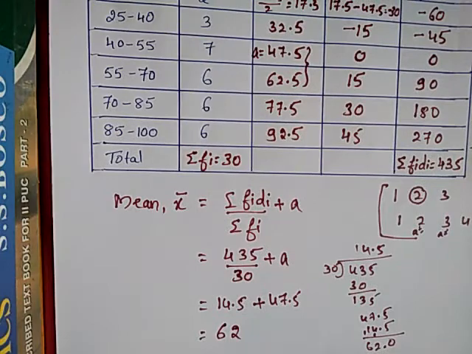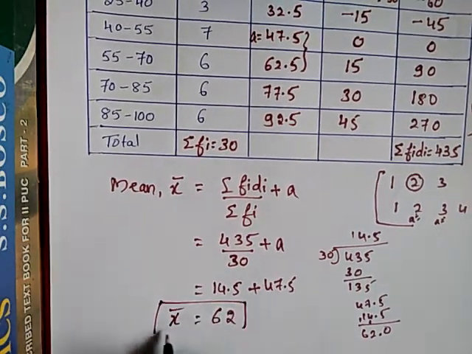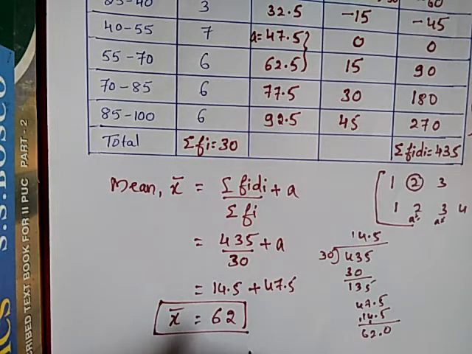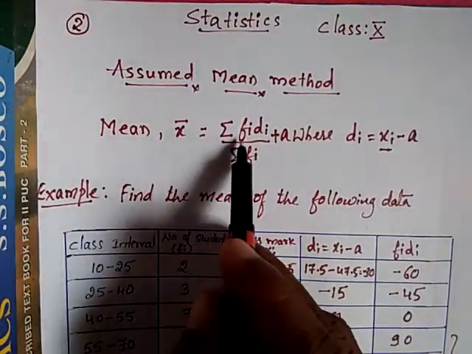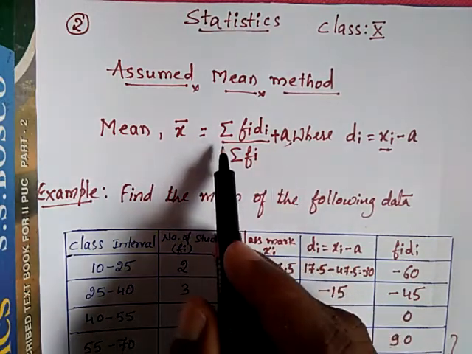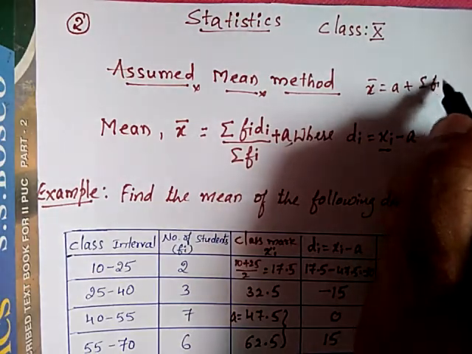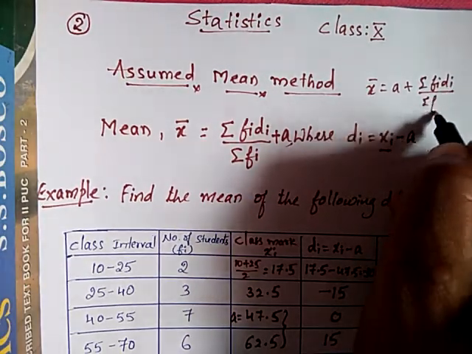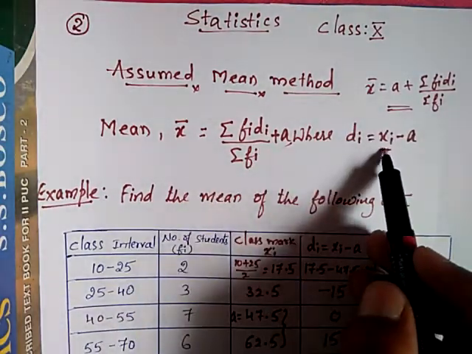So I hope students, by the assumed mean method, you got the mean, x bar, as 62. By the direct method also you are getting 62 only, and by the step deviation method also you will get the mean as 62 only. Please remember my dear students, the formula: x bar is equal to summation fi di divided by summation fi, plus a will be there. Or you can write x bar is equal to a plus summation fi di divided by summation fi. This is the formula. I forgot to write a here, so here it is xi minus a.